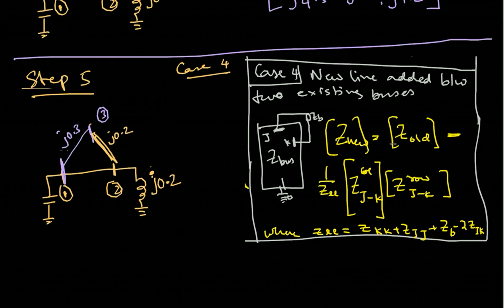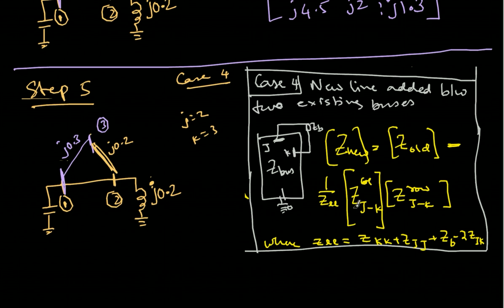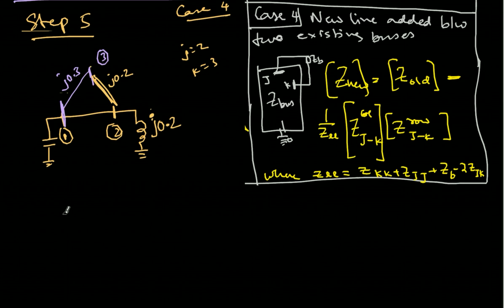So ZBUS old I already have here. This is a 3x3 matrix. Now J minus K column. So which column should I subtract? The new line is between 2 and 3, so let's consider 2 is J and 3 is K. So J equal to 2 and K equal to 3. Therefore J minus K will be 2 minus 3. So I have to subtract the second column minus the third column. I think I'll directly do it in the code.